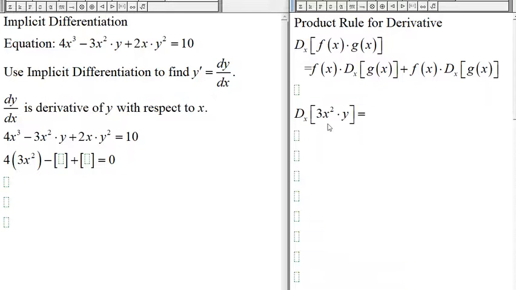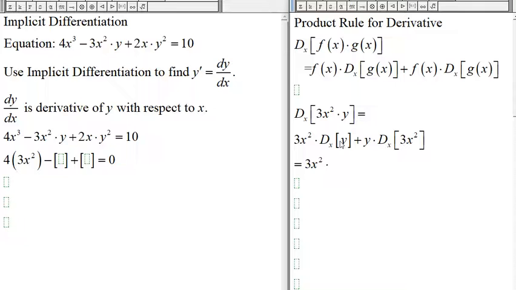So think of f of x as 3x squared, and g of x is the y. So it will be the first, f of x, 3x squared, times the derivative with respect to x of y, and then plus y times the derivative with respect to x of the 3x squared.